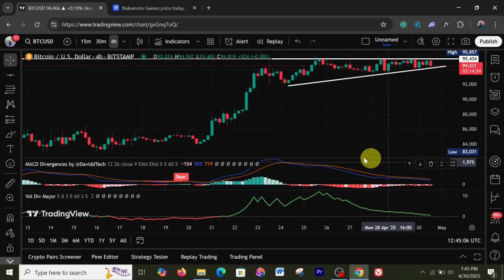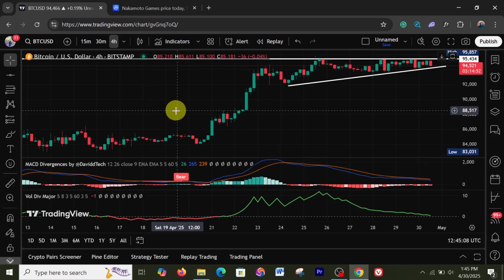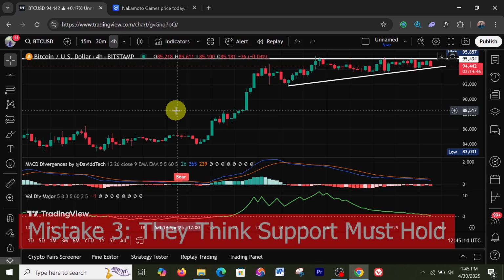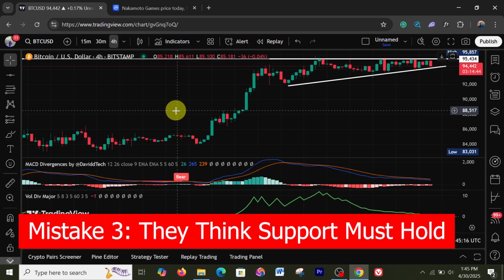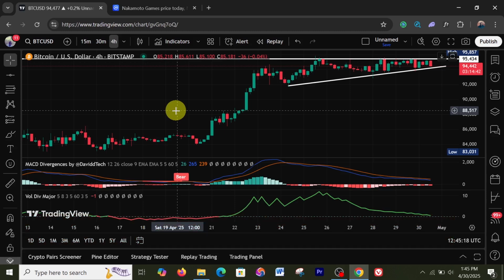So you see that. The next mistake beginners make when it comes to crypto technical analysis is that they think support must hold. That's not true. Support can break, and when support breaks, it becomes resistance. So in case you're trading and you want to place a buy at support and you think it must hold and you don't put a stop loss, believe me, the market is going to destroy you.